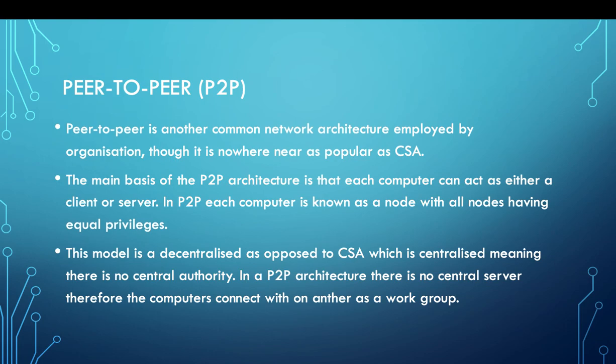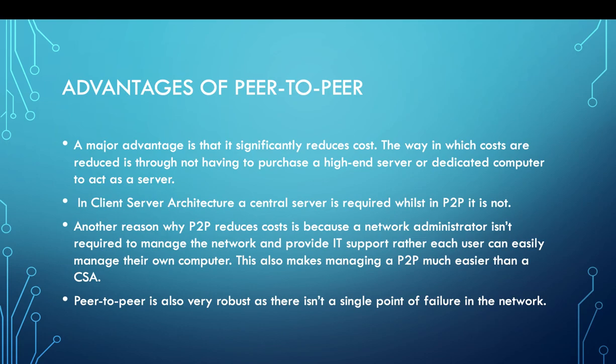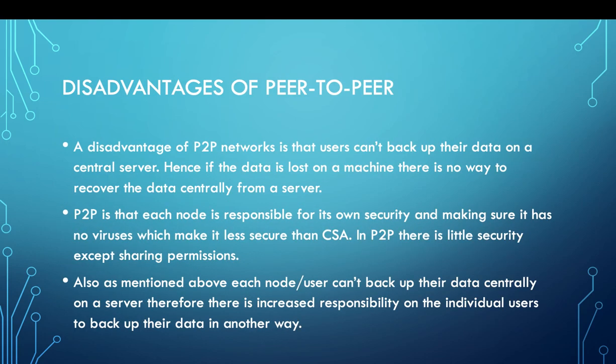The peer-to-peer model is another common network architecture. The main way it differs is that the model is decentralized as opposed to CSA, which is centralized, meaning there is no central authority in peer-to-peer. A computer can act as either a client or a server, and each node in the network could have equal privileges. An advantage of peer-to-peer is that in CSA, a central server is required. However, in peer-to-peer, it's not. Peer-to-peer is also cheaper as it doesn't require a central server. It's also very robust as there isn't a single point of failure in the network.